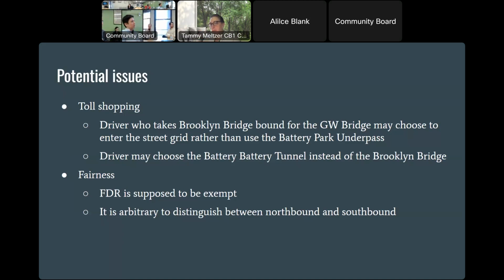It isn't, and the MTA says that. Yeah, the MTA is telling me it wouldn't be a problem. It's their preferred way. It's just not a potential issues slide. So I don't know. It's total shopping issue. Well, it's not about toll, I mean. Yeah, it's not.